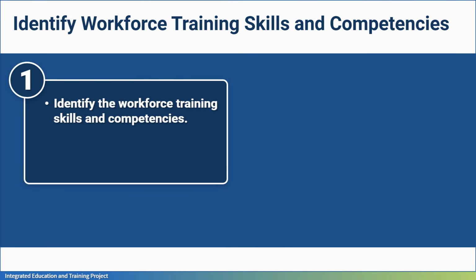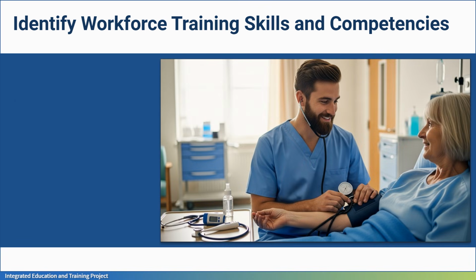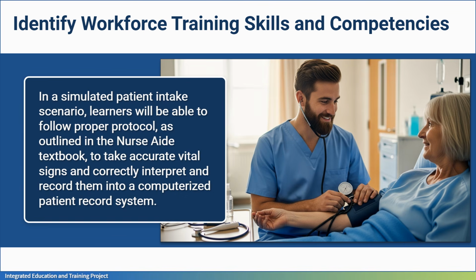First, you'll want to identify the workforce training skills and competencies. To do this, you'll want to work with the occupational training partner to identify the skills and competencies needed to accomplish the high-level performance outcomes or objectives for the occupation. Let's look at an example for certified nursing assistants. In this occupation, a learner will need to be able to take accurate vital signs, correctly interpret them, and then record them into a computerized patient record system.